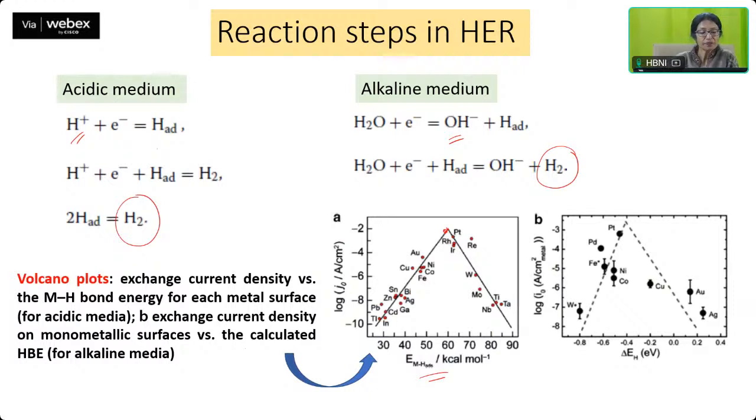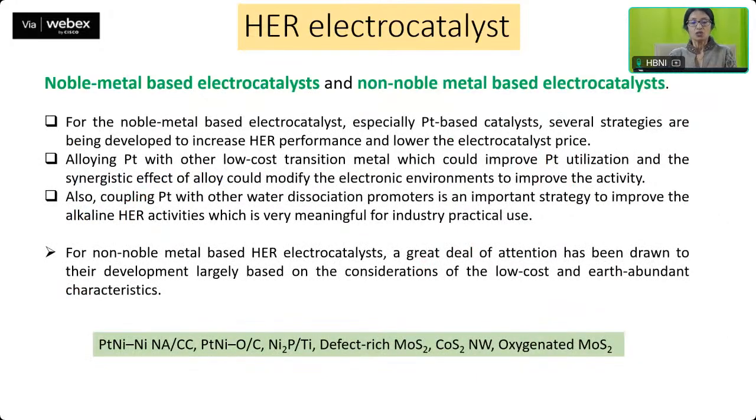Whereas for the exchange current density on monometallic surfaces calculated for an alkaline medium, here also if you look at the different catalysts in the volcano plot, the highest exchange current density is again for platinum. So whether you use platinum in an acidic medium or an alkaline medium, platinum as a catalyst is going to give you the best activity for the hydrogen evolution reaction. But the problem with platinum is that it is a noble metal based electrocatalyst, very costly.